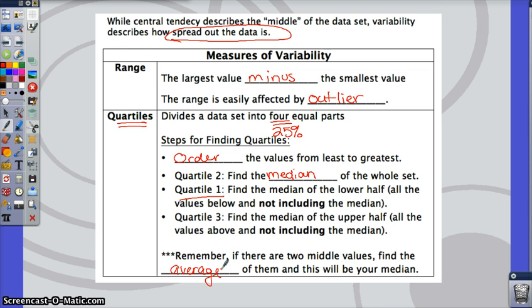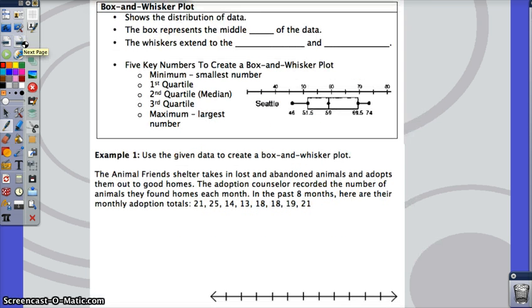We use quartiles to create a box and whisker plot, and a box and whisker is a graph that really shows how spread out the data is. It shows the distribution of the data. The box represents the middle half of the data. And think about that. We said quartiles break it up into like 25%. Well, the box represents the middle 50% of the data. And then the whiskers extend to the minimum and the maximum.